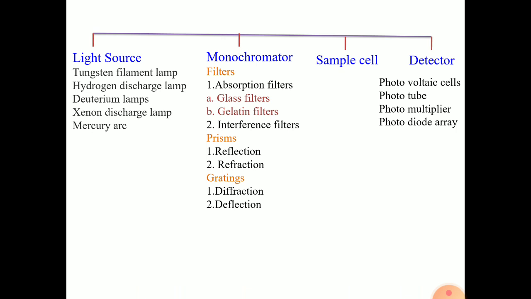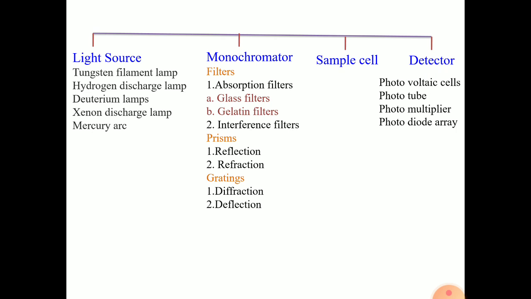Next, monochromators. The function of the monochromator we have already discussed: it converts polychromatic light to monochromatic light. Here we have different types of monochromators: filters, prisms, and gratings. In filters we again have two types: absorption filters and interference filters. In absorption filters we again have two types: glass filters and gelatin filters. In prisms, we have two types: reflection type and refraction type. Gratings are of two types: diffraction gratings and deflection type gratings.